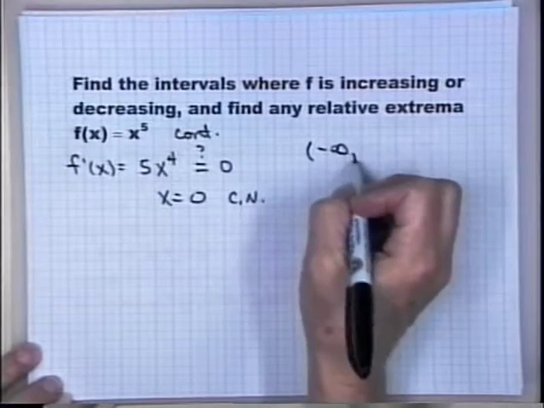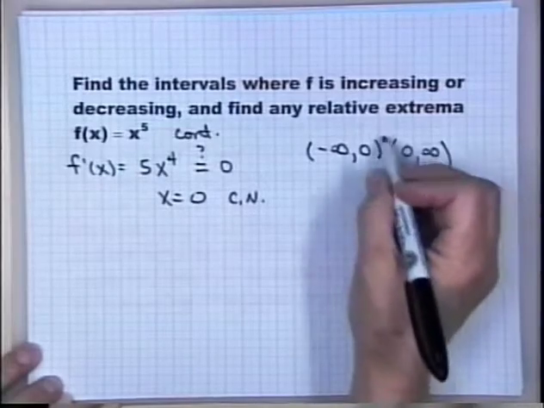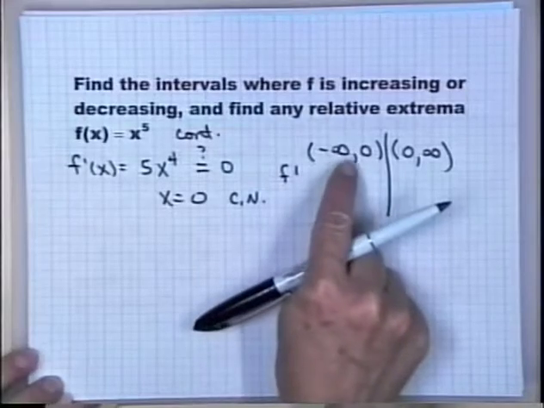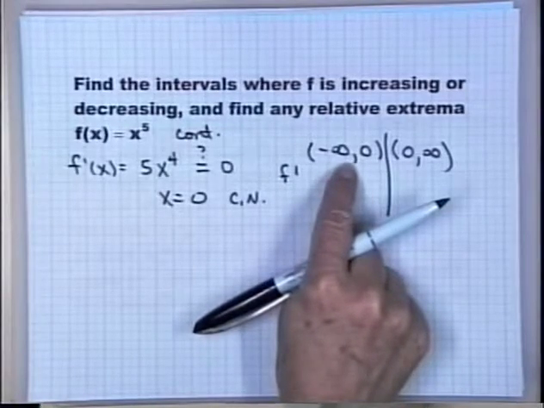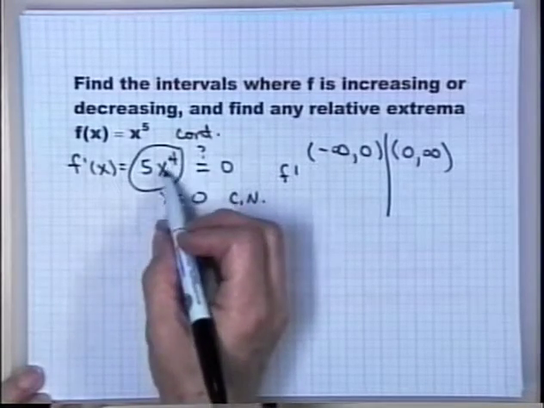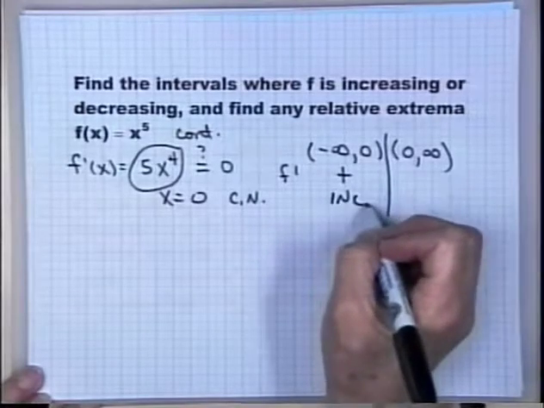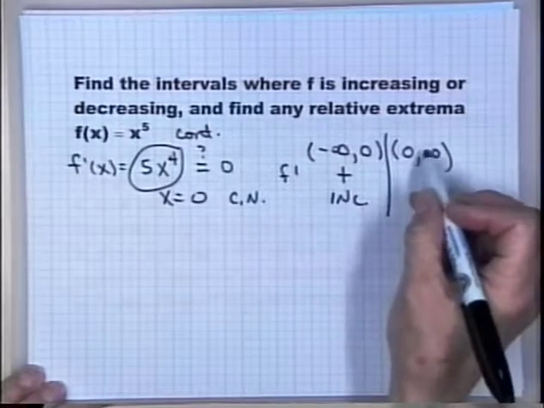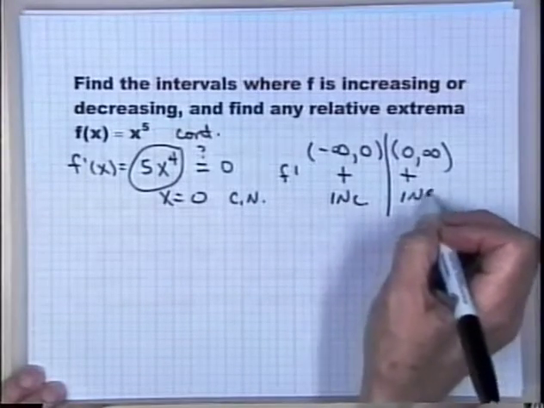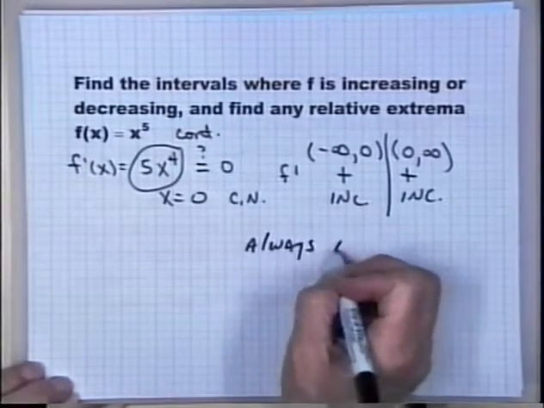So from negative infinity, we go to the critical number 0, and from the critical number 0, we go to positive infinity. And we're going to look at our derivative. Notice if you pick a test number here, say negative 1, and you put it in your derivative right here, negative 1 to the 4th is a positive answer. 5 times that is positive. I'm increasing. From 0 to infinity, pick say a positive 1. Put that in, everything's positive. Increasing.